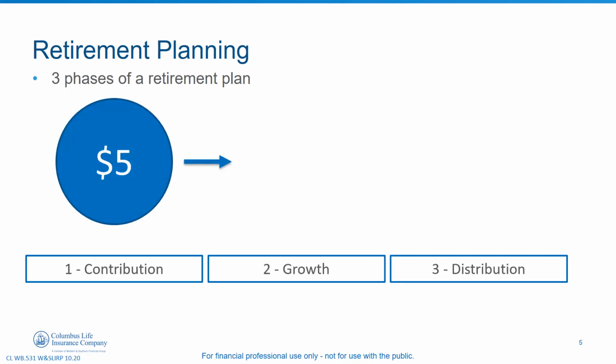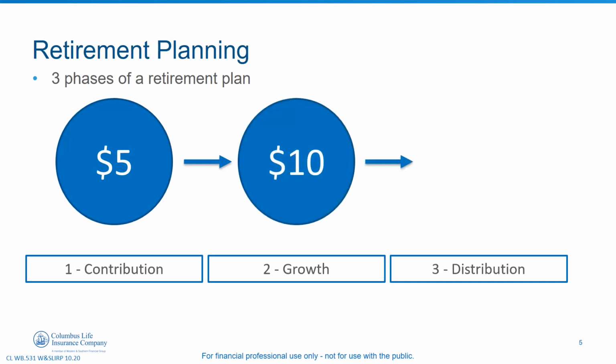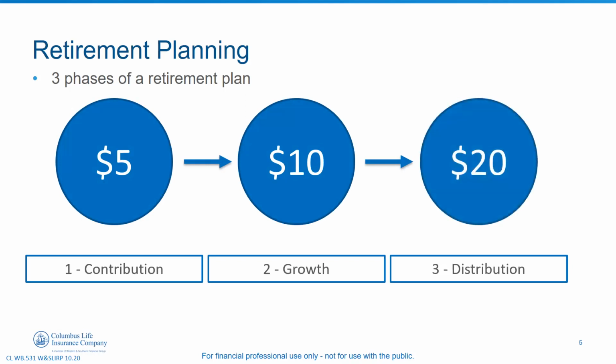Let's go ahead and assume that this $5 represents our contribution to our retirement plan. It doesn't matter what the actual investment is. This is just an illustration. From here, we'll move into the growth phase. And as you can see, our $5 has grown to $10. Finally, we reach the distribution phase. And you can see that now we have $20 available for distribution to fund our retirement. Again, very simple and straightforward.